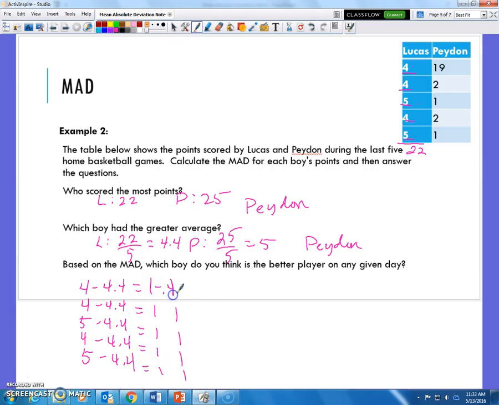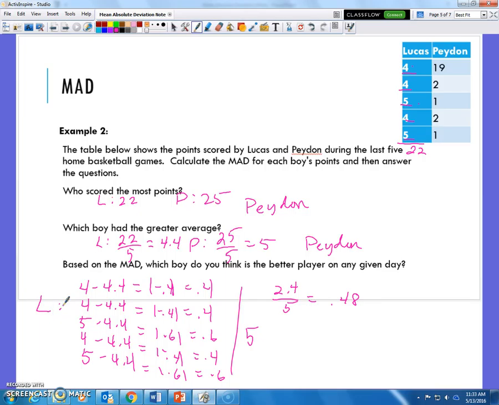So it looks like negative 0.4, which would equal 0.4. Negative 0.4 again, which would equal 0.4. 0.6 this time, 0.6. Negative 0.4. And 0.6. Now I need to find the average of those. So I'm going to add all of them up and divide by 5. So 0.4 plus 0.4 plus 0.6 plus 0.4 plus 0.6. 2.4 divided by 5 equals 0.48. So that's what we're looking at for Lucas.